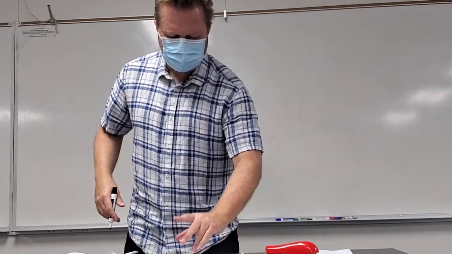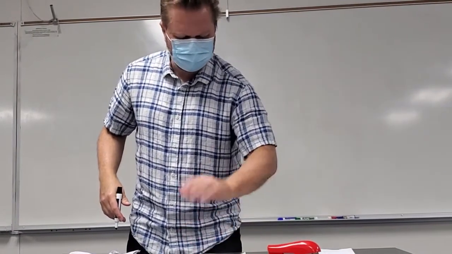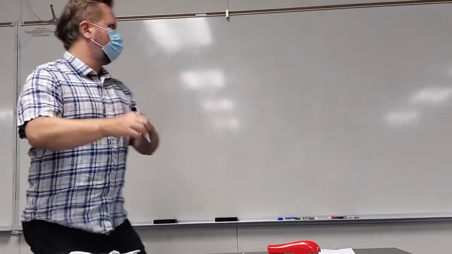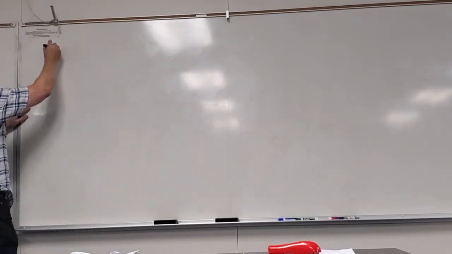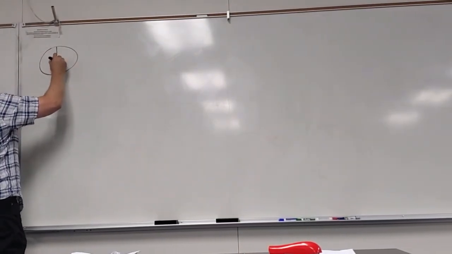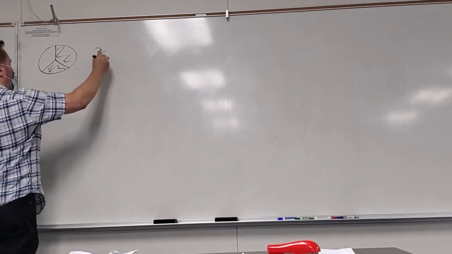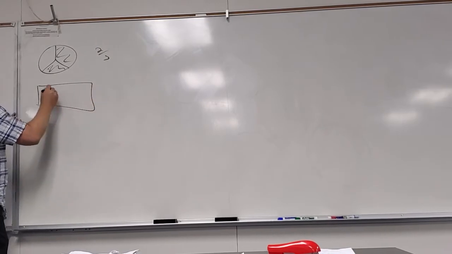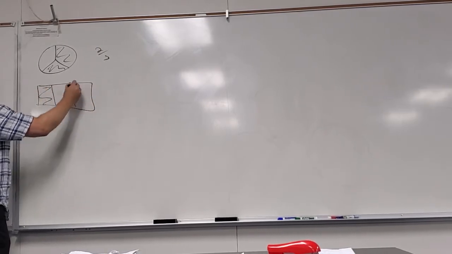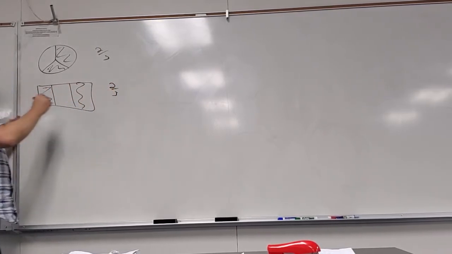Let's see. I kind of talked about a little bit of this already. So here's a kind of a weird thing. I can represent fractions with a circle, like we just did. So this, of course, would be 2/3. I could represent it with a rectangle. This is still 2/3.